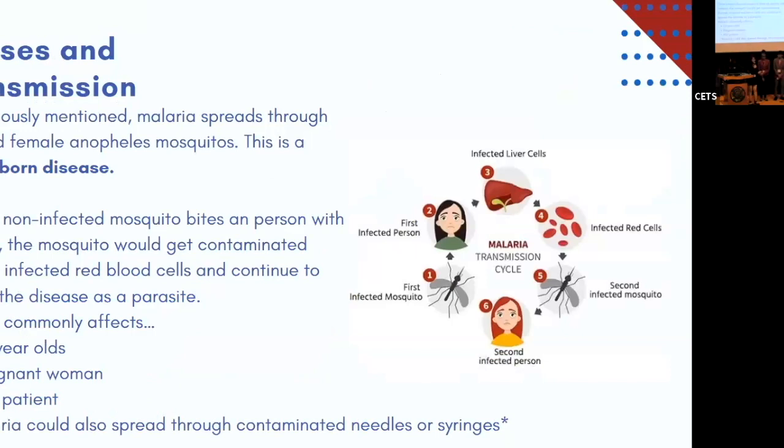All right, so let's talk about the causes and transmissions of malaria. As we all know, malaria spreads through female Anopheles mosquitoes. And this is a vector-borne disease, which means that the disease is spread through contaminated red blood cells. Once an infected mosquito bites a human, the human gets infected. And once the infected human gets bitten by a regular mosquito, then the mosquito gets infected as well. Other than mosquito bites, malaria can also be transmitted through contaminated needles and syringes. And the most common age groups for contracting malaria are pregnant women and children younger than 5, and also people with weak immune systems, such as HIV patients.